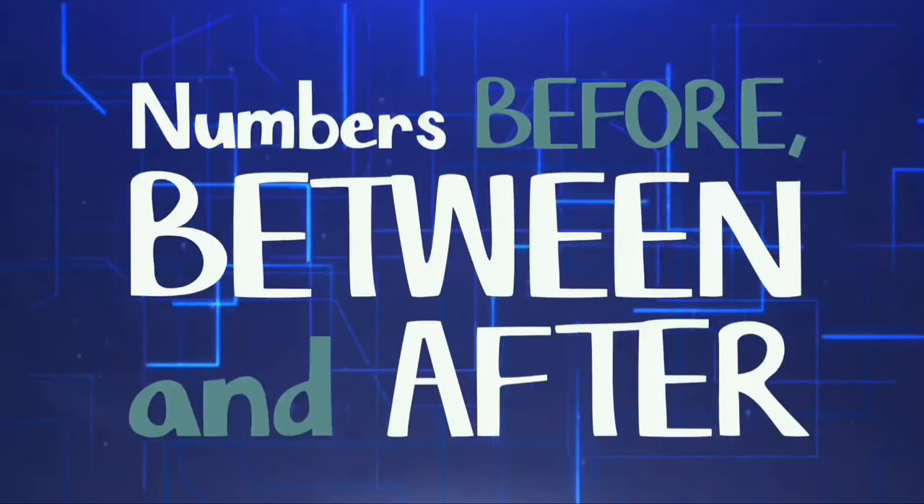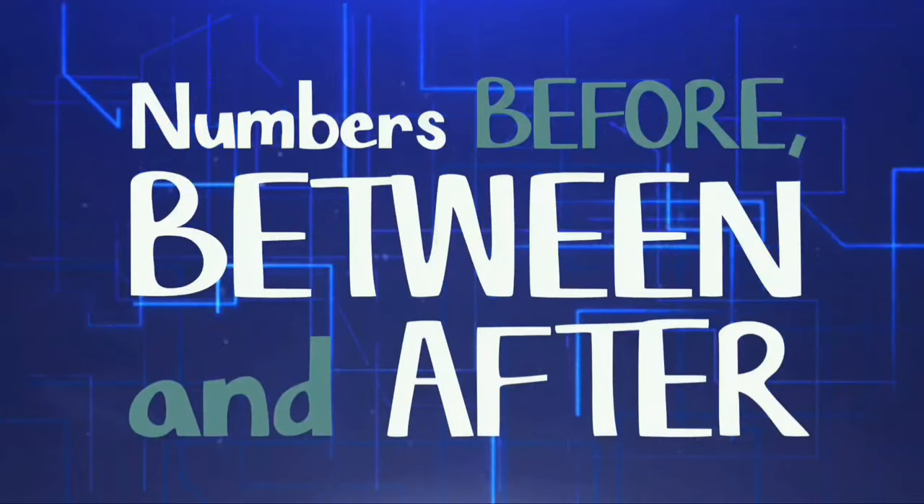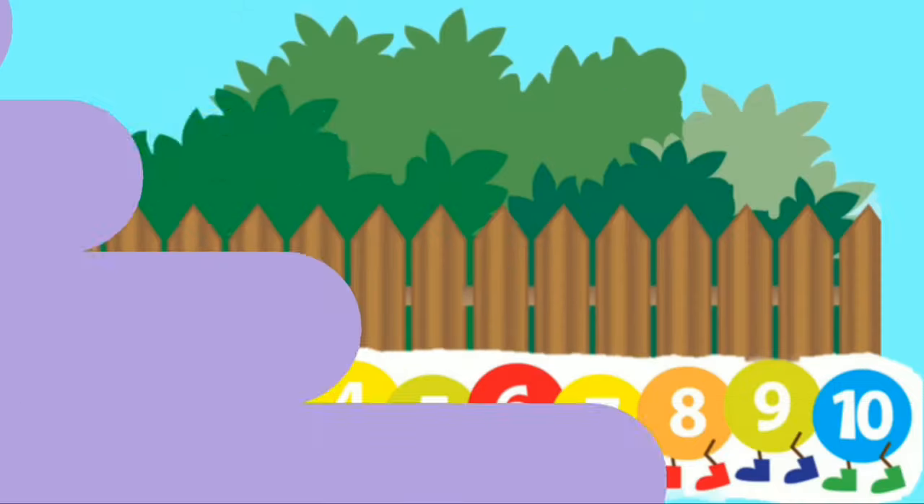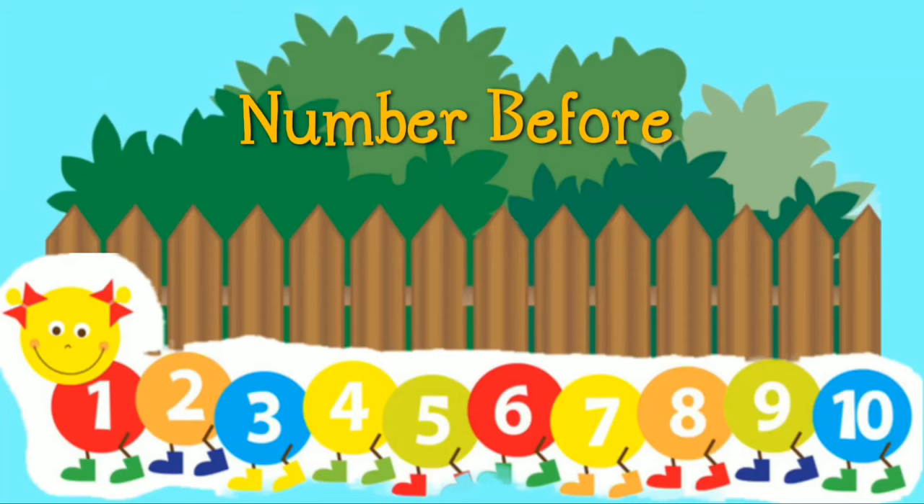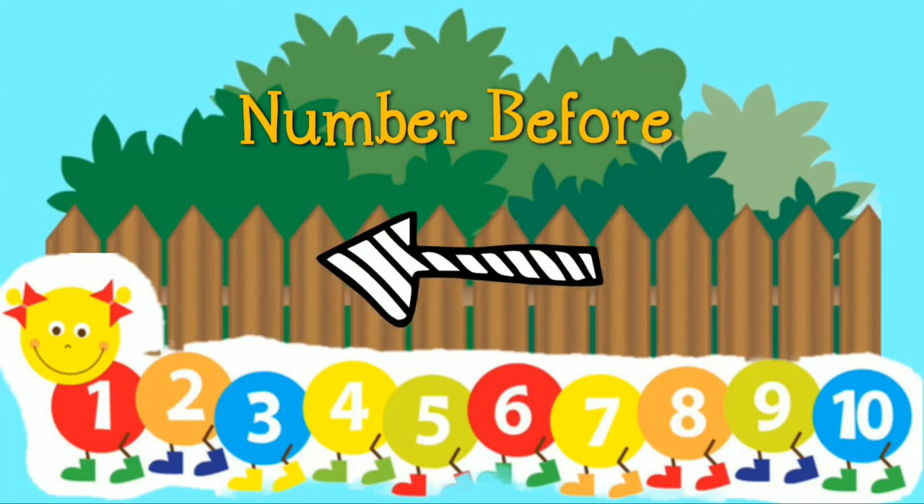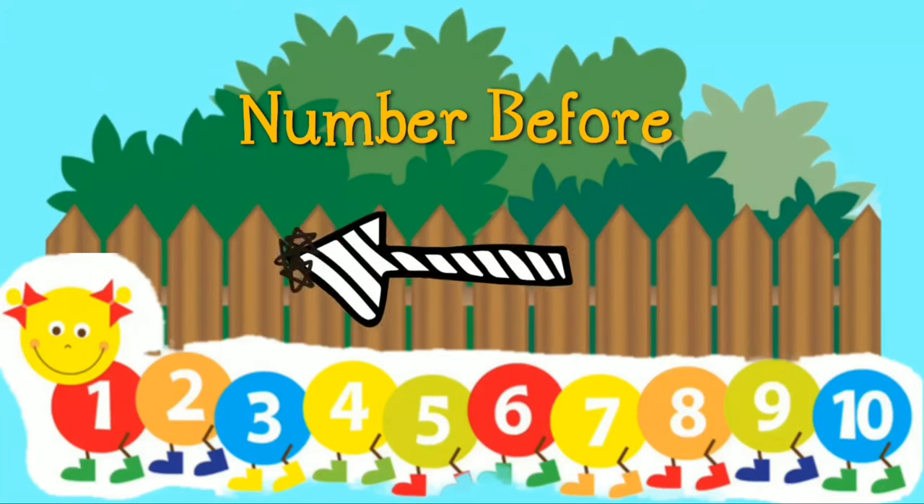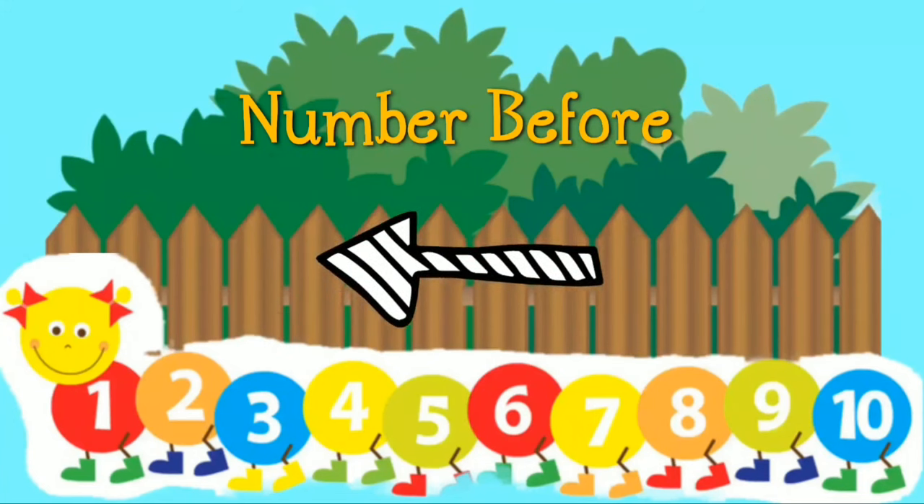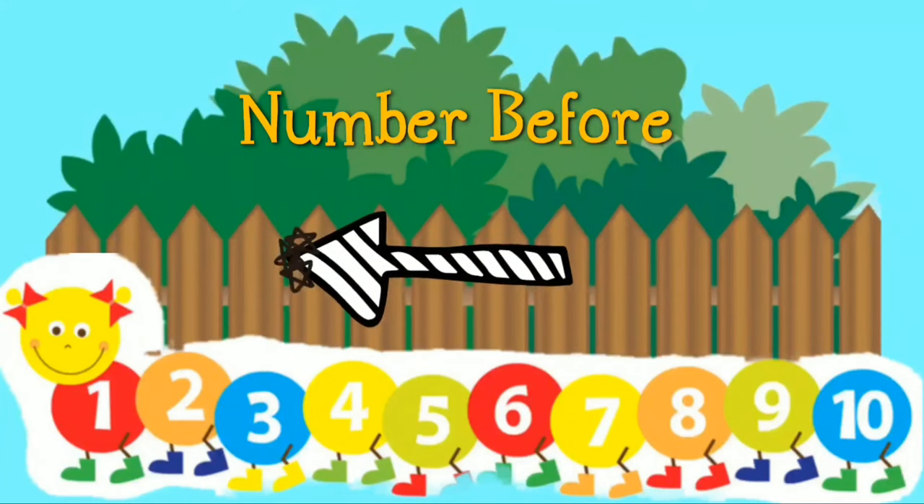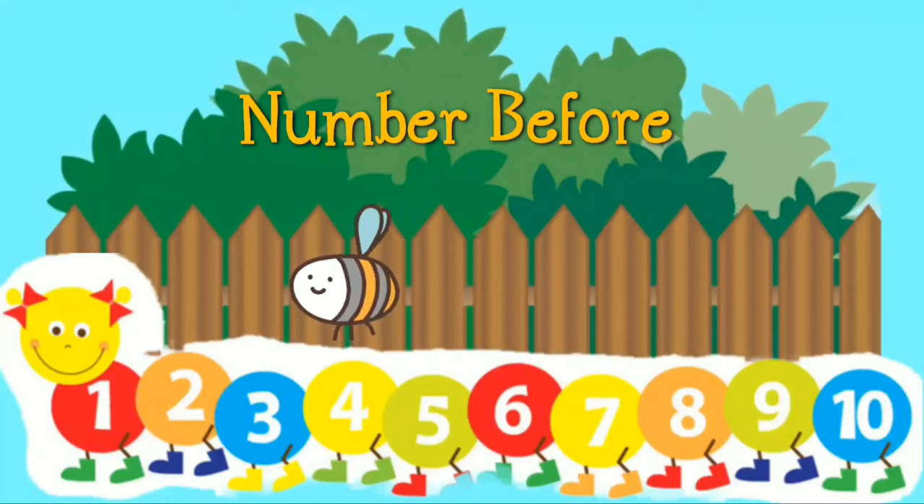Number before, between, and after. Number before. When we count backward from the given number, we get the number before. That means backward counting. Can you see a bee? Please tell me on which number the bee is.